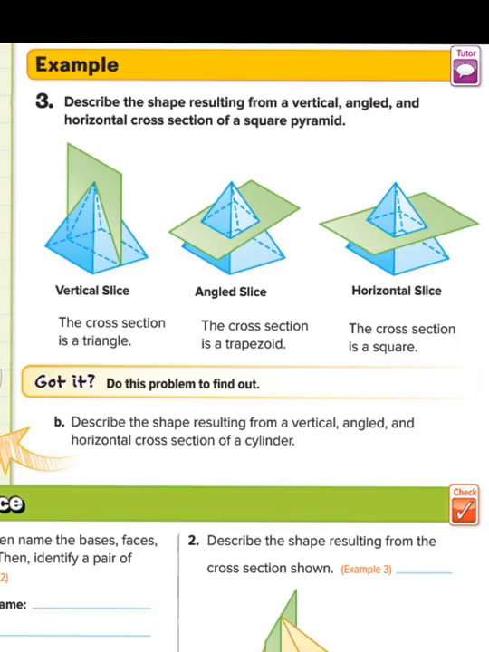And here are some examples of cross sections. You see this pyramid here, we've done a vertical slice. Okay, so the cross section is triangular. After you've sliced it down the middle, it's triangular, right?